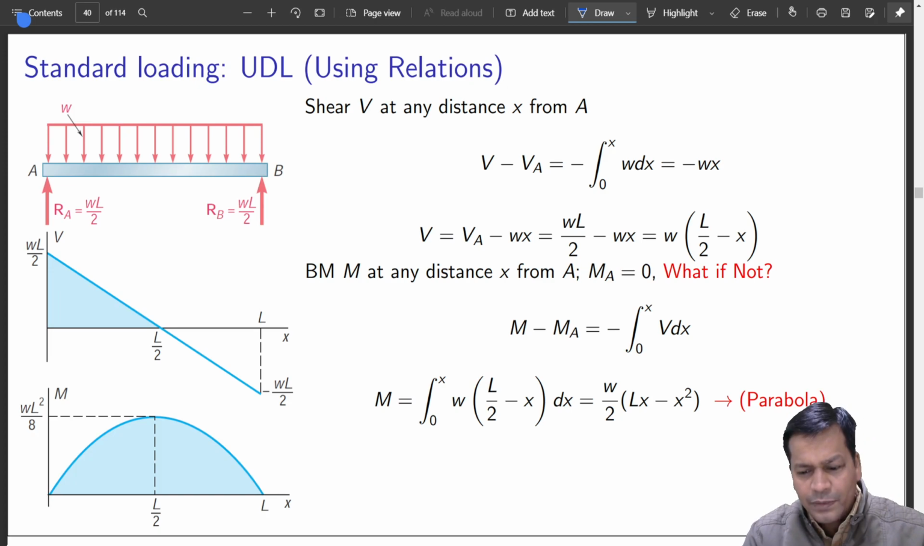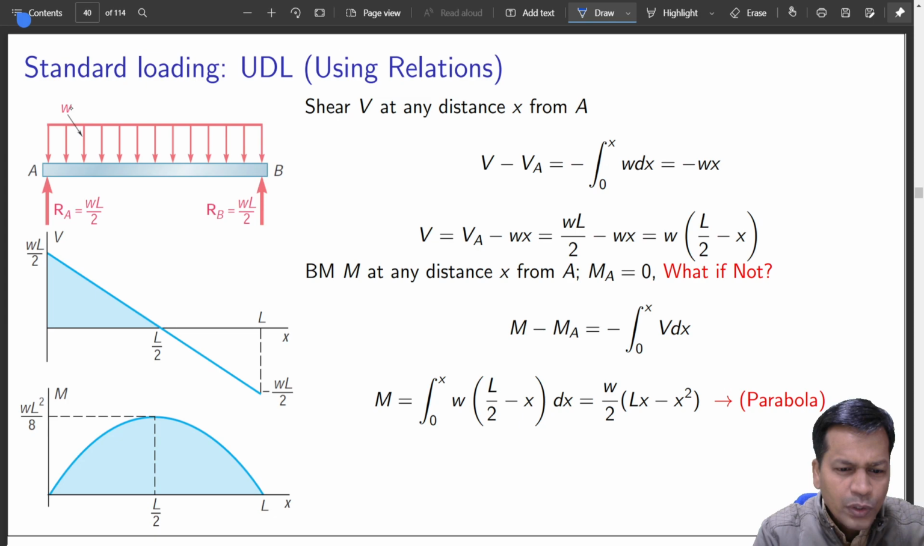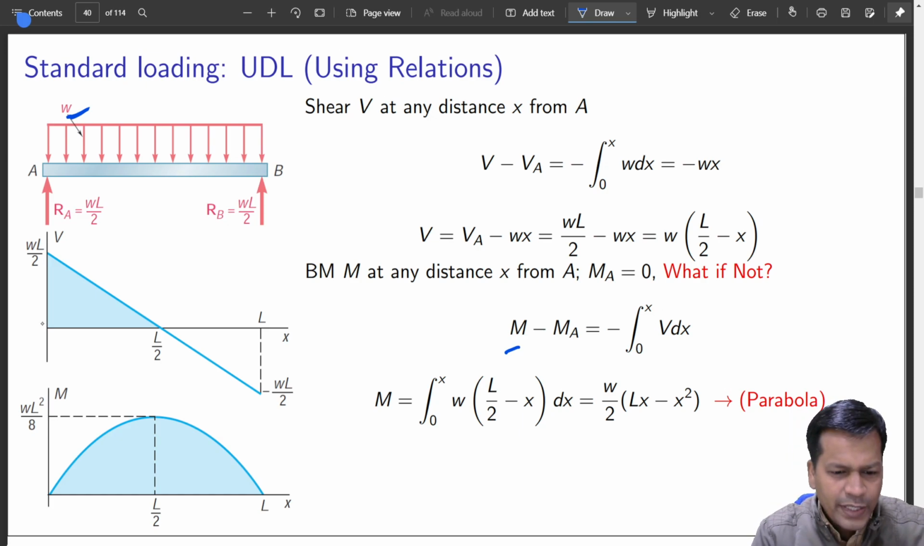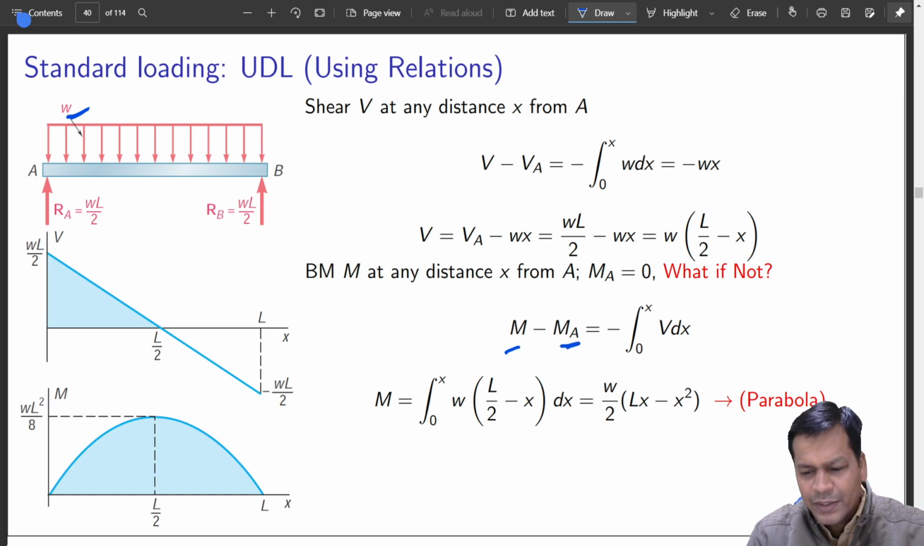So now taking, yes, loading is per unit length. Yes, quite true. Okay. So moment at any point x from point A, okay, so that is why it is M minus M_A.